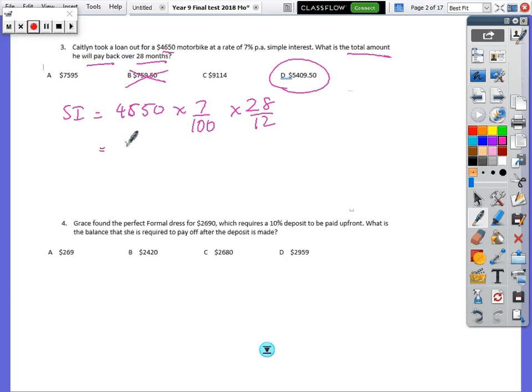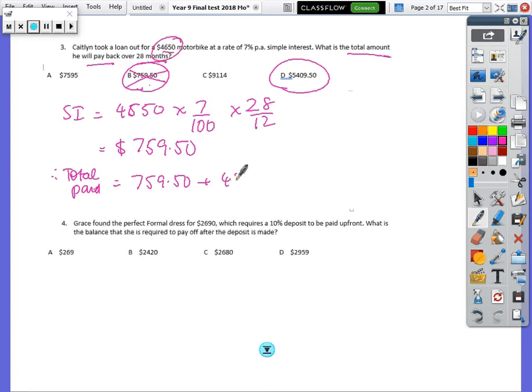I'll just go and get my calculator, just hang on. Okay, so I'm back, and so it's $759.50. So that's why that answer's there, because that's the interest. And then therefore total paid back is $759.50 plus the original 4,650, and that equals $5,409.50. So if you pick that, that was probably the best wrong answer.